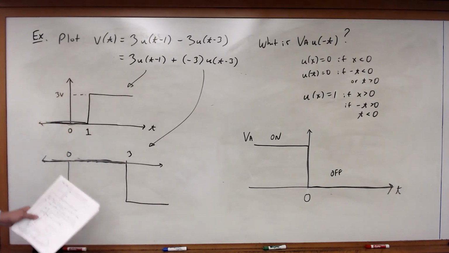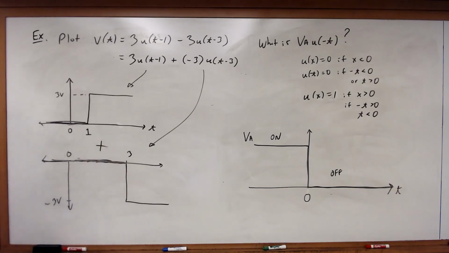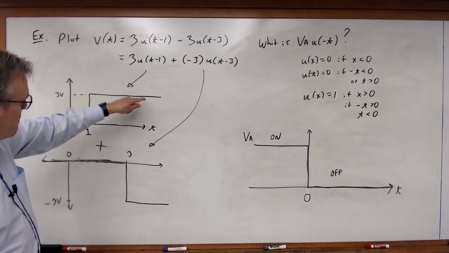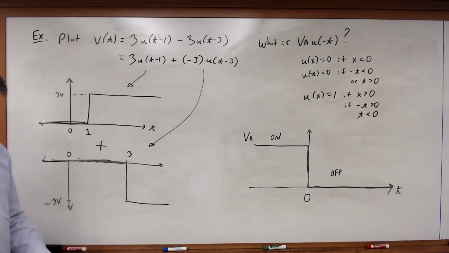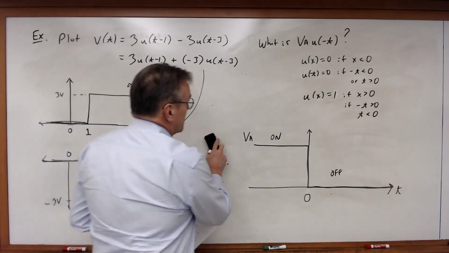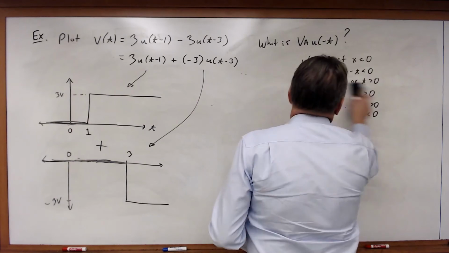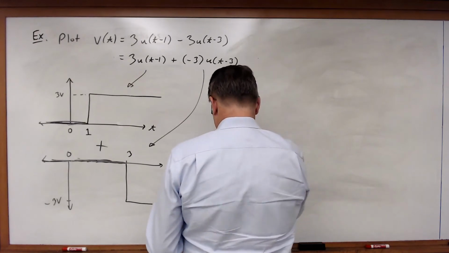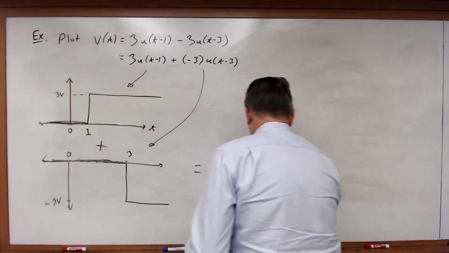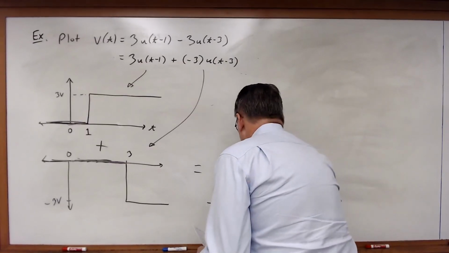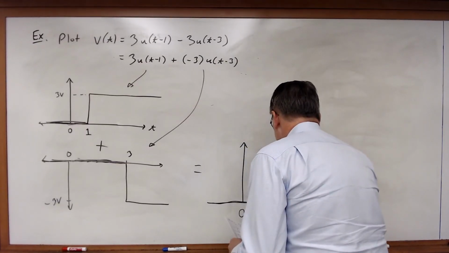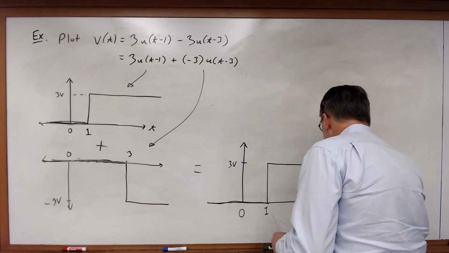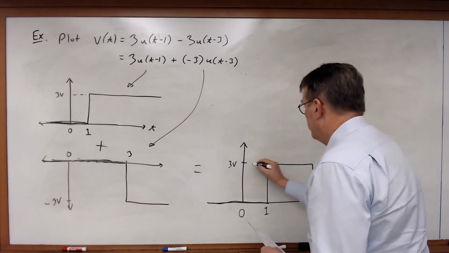All right? Now I'm going to add these together. Well, clearly for t greater than 3 seconds, the +3 and the -3 are going to cancel each other out. And what I wind up with is this. When I add those together, I'll have this. A voltage that turns on at 1 second, goes to 3 volts, and then at 3 seconds, goes back to 0 again.